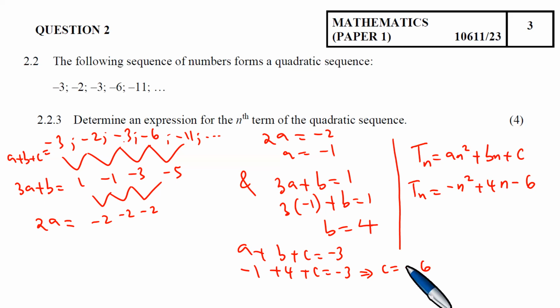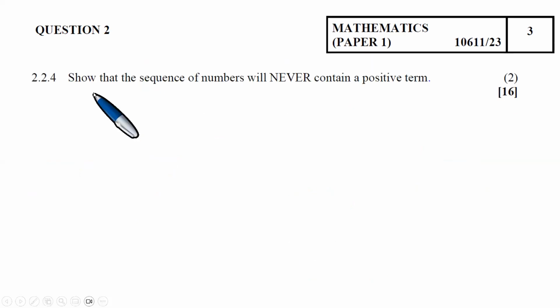Now they said determine the expression for the nth term of the quadratic sequence. So we deal with the quadratic sequence like this: we find our a, our b, our c, and we substitute everything there. All right, so we have got the answer to 2.2.3. We look at the next question, 2.2.4: show that the sequence of numbers will never contain a positive term. So we proceed as follows.